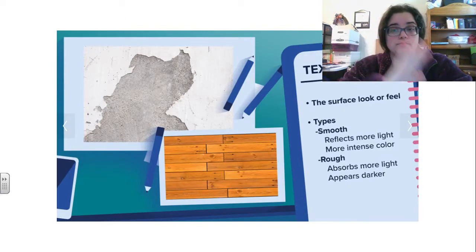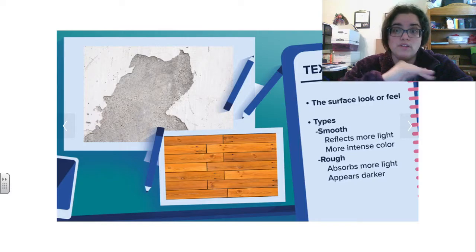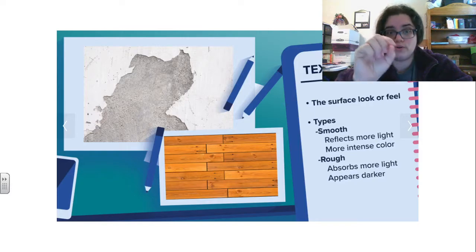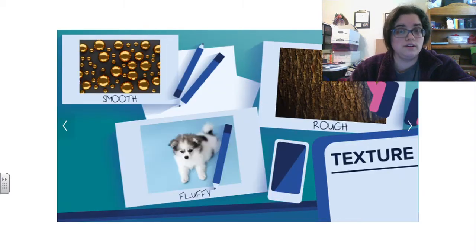You can make things look smooth when it reflects more light and there's more intense color to it. You can make it rough. Rough surfaces absorb more light. They're going to be darker. They're going to have more of a busy patterning in them. It looks like there's a broken wall or concrete in the one picture, and then there's also the wood grain you can look at in the other one. Those are different textures.